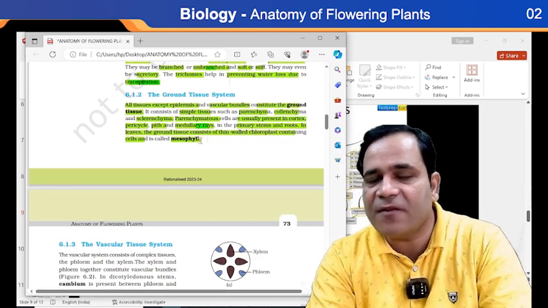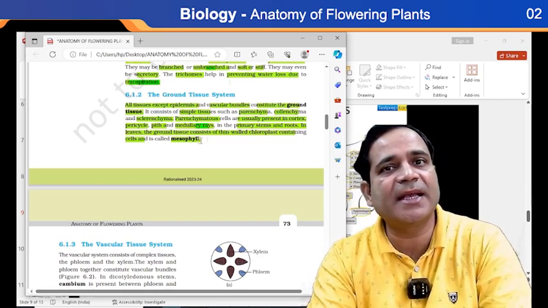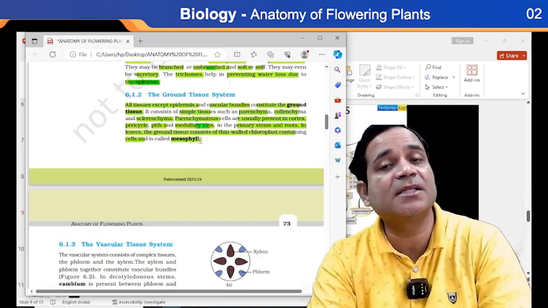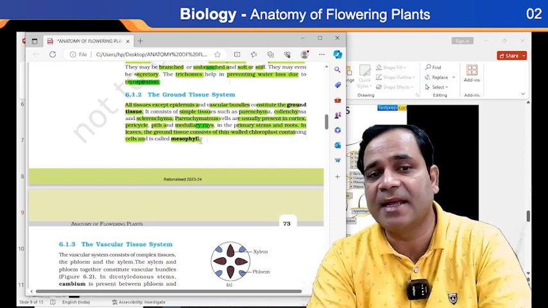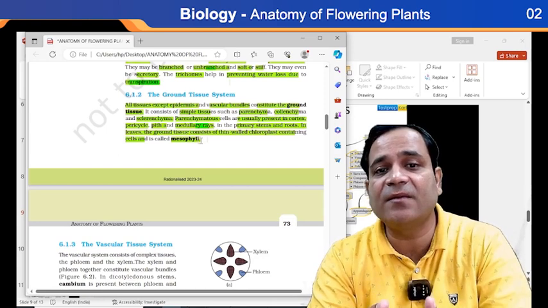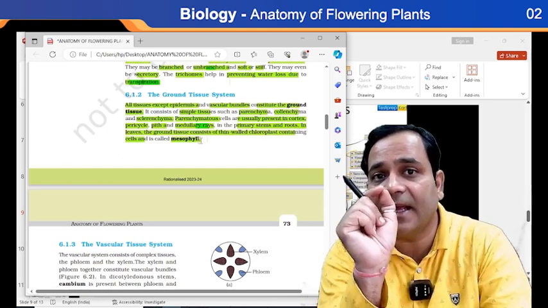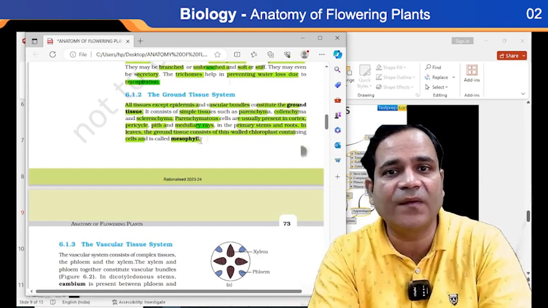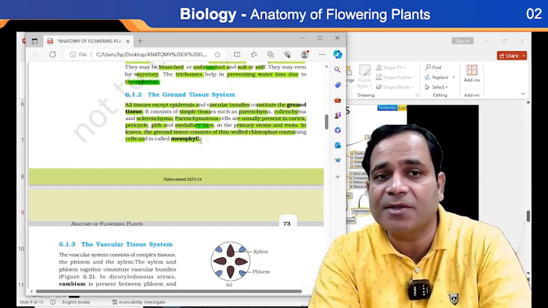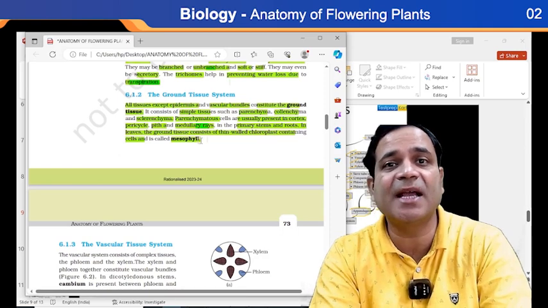Yes. So if I'm saying that the plants can synthesize their own food, this is only done by whom? That is the mesophyll cells, my dear. And these mesophyll cells have what? Thin walled chloroplast. And this thin walled chloroplast contains what? Chlorophyll. And that very chlorophyll is responsible for synthesizing their own food.